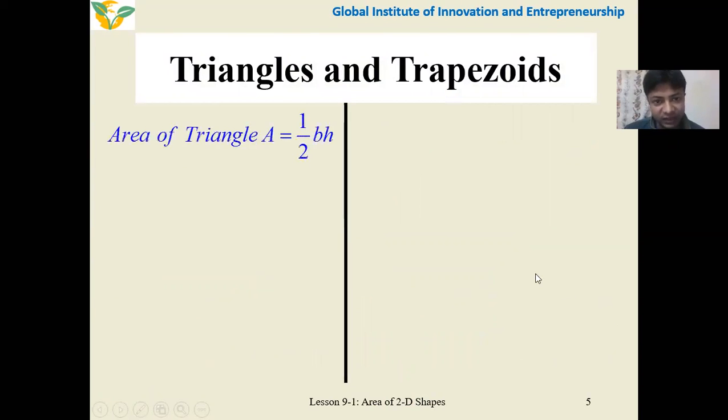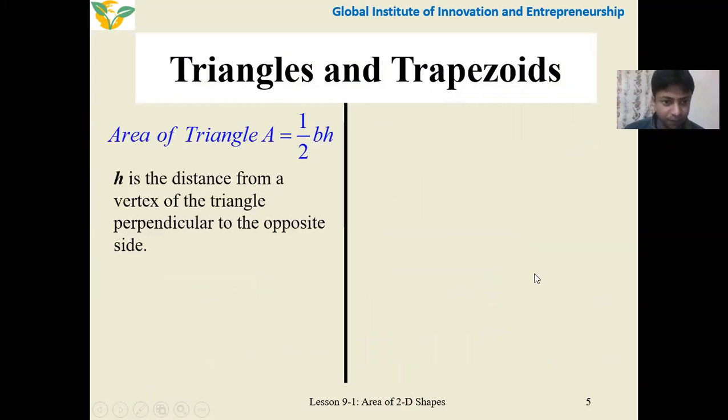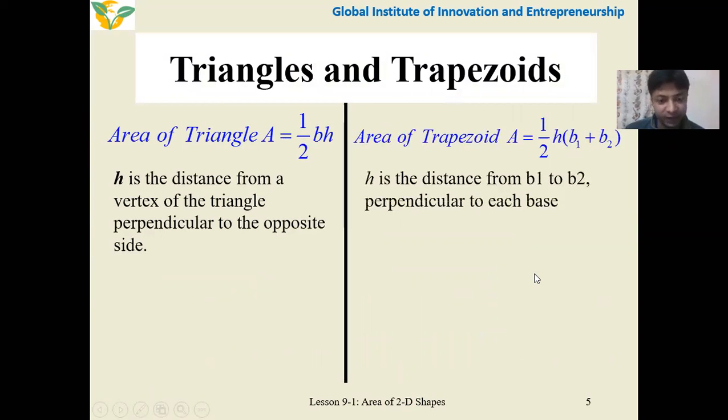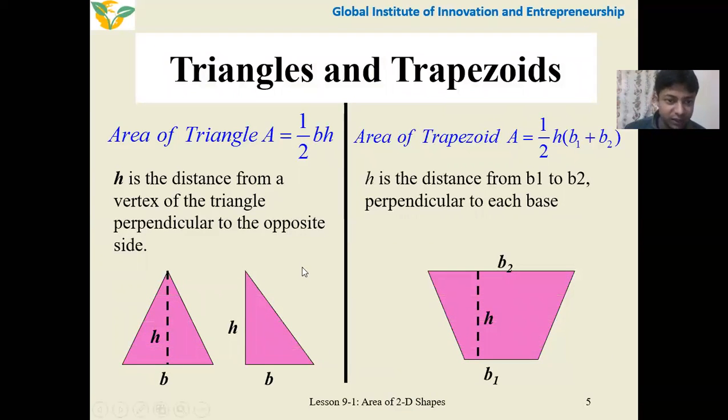Now coming to the triangles and trapezoids. Triangles can be classified as isosceles, equilateral, right angled, or some more shapes. In this we have taken some triangles. This is a right angle triangle. This is again an isosceles triangle. So area of a triangle is 1 by 2 base into height. This is your base and this is your height. In this case also, this is your base and this is your height. You will get the area of a triangle.